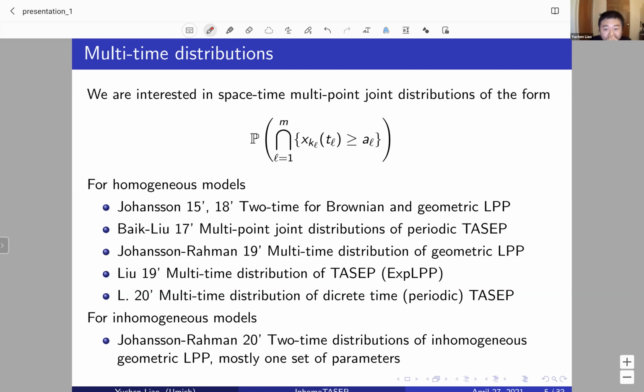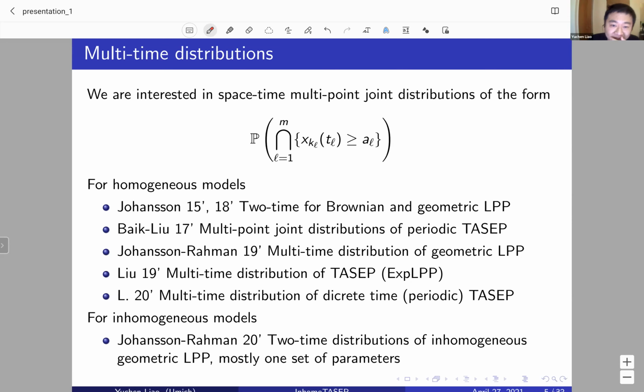Along this direction, the first mathematically rigorous work is by Johansson in 2015 for a two-time distribution of Brownian last passage percolation, I think. There, the formula is really complicated. It's some very complicated series formula, I think.